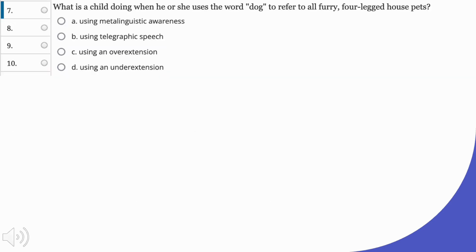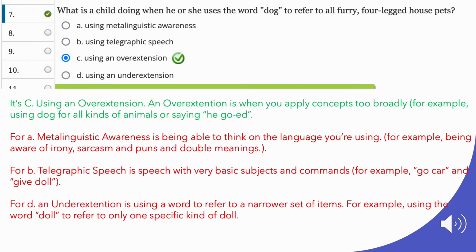Question 7. What is a child doing when he or she uses the word dog to refer to all furry, four-legged house pets? A. Using metalinguistic awareness. B. Using telegraphic speech. C. Using an overextension. D. Using an underextension. It's C. Using an overextension. An overextension is when you apply concepts too broadly. For example, using dog for all kinds of animals or saying "he go ed."